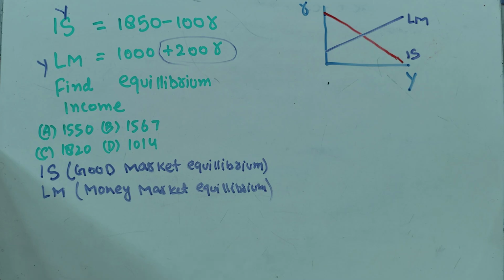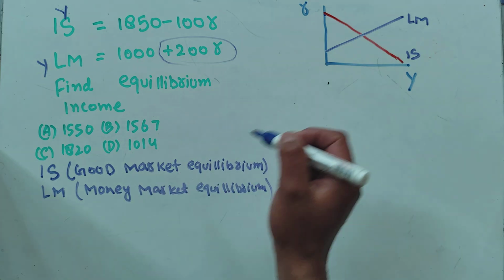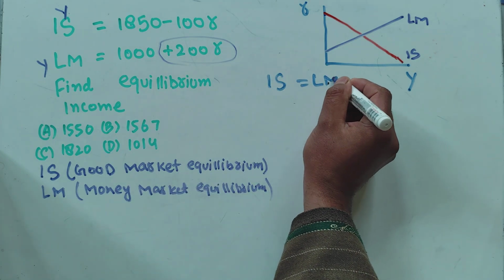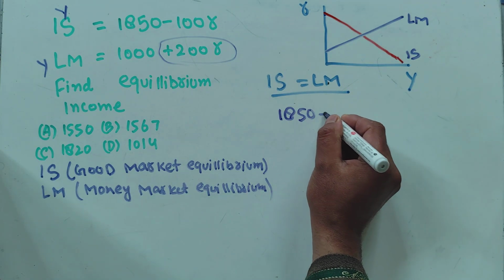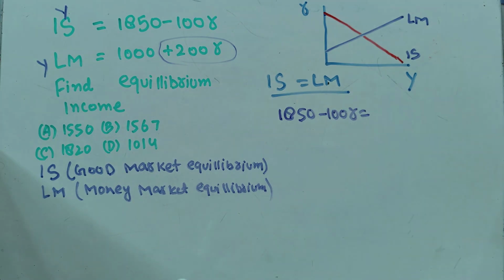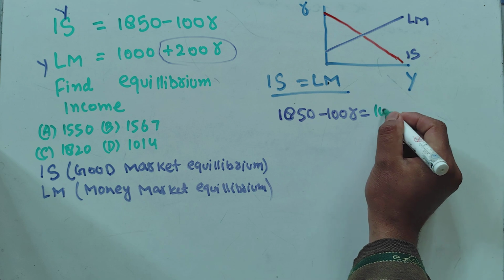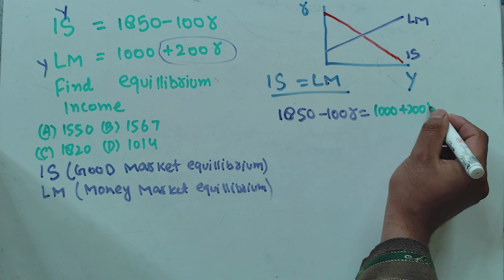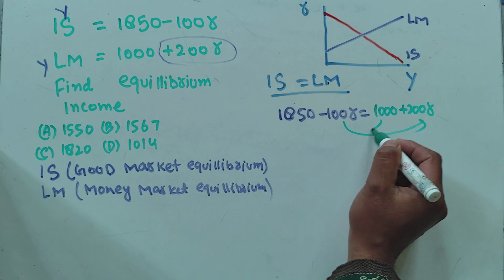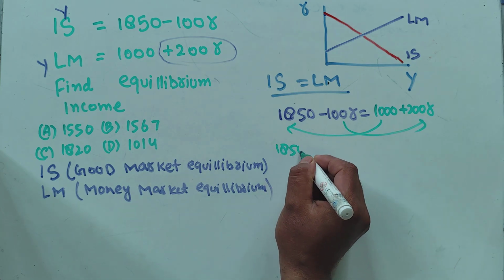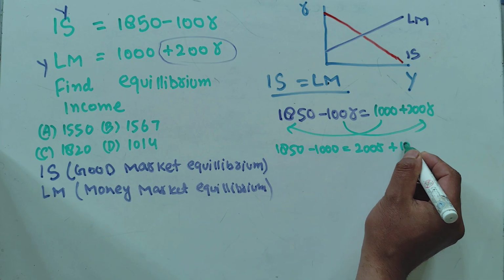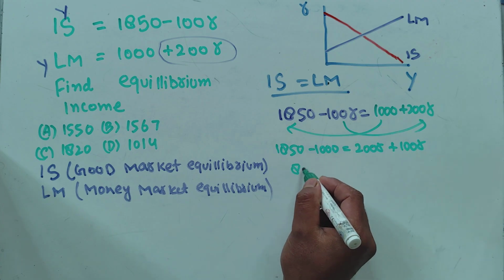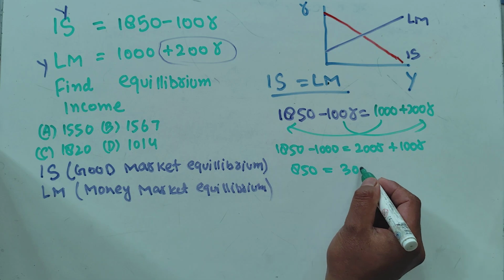Now where will the equilibrium occur? It will occur at a point where IS is equal to LM. So we have the IS equation, 1850 minus 100R, which should be equal to LM, which is 1000 plus 200R. Transpose this R here and this here. So we have 1850 minus 1000 is equal to 200R plus 100R. So we will get 850 is equal to 300R.